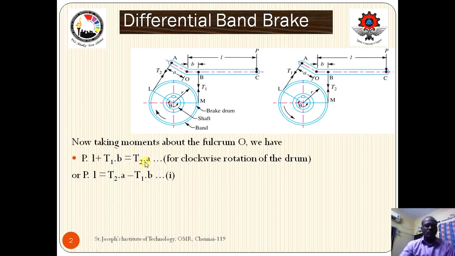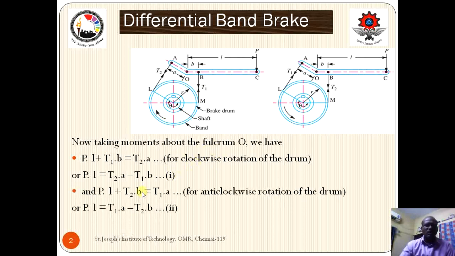Now you will take moments about the fulcrum O for clockwise rotation. So this is clockwise. The forces acting here are P, T1 and T2. P is acting clockwise, T1 is acting clockwise, so T2 will be opposite to T1, anti-clockwise. So force into perpendicular distance, P into L plus T1 into B equals T2 into A. T2 is acting at a distance of A from fulcrum O. So P into L equals T2 into A minus T1 into B. This is if it rotates in the clockwise direction.